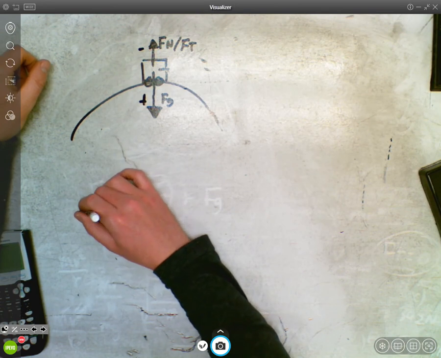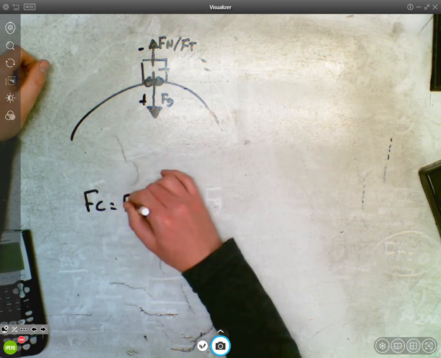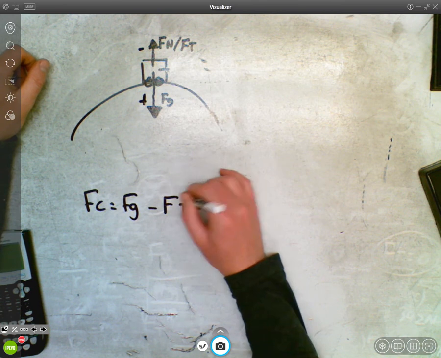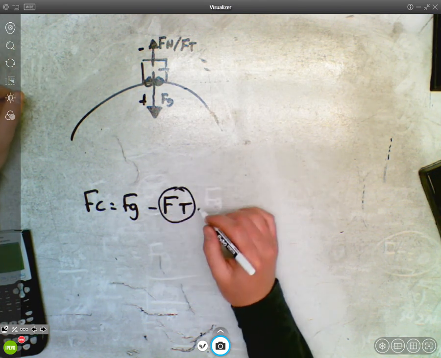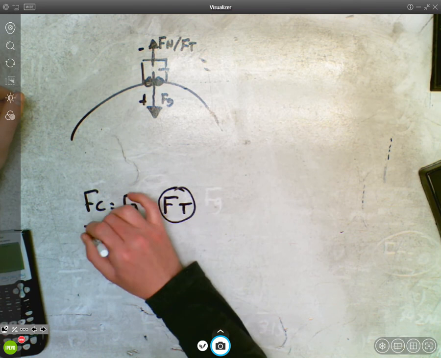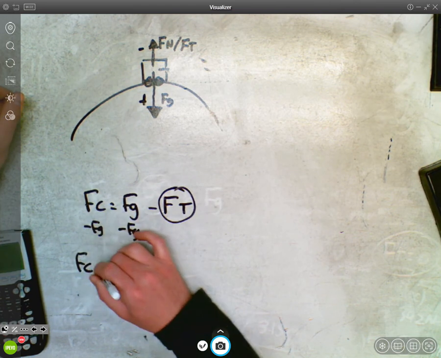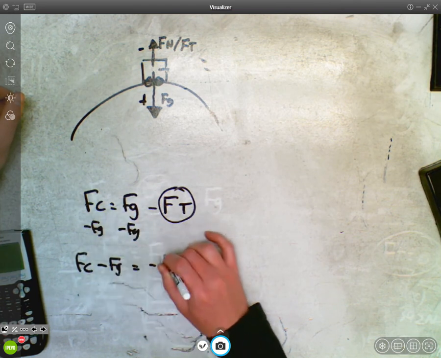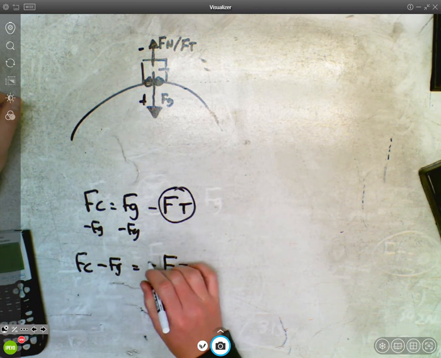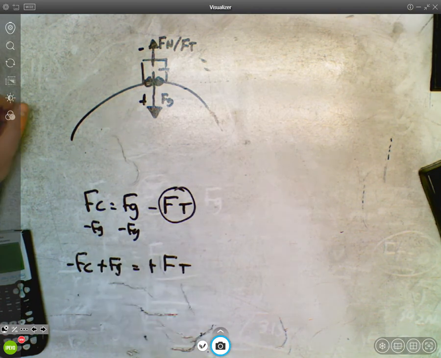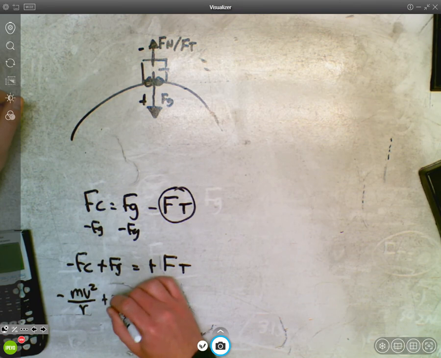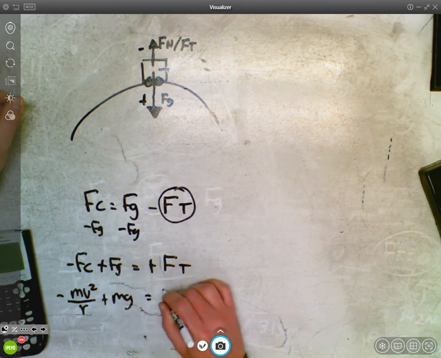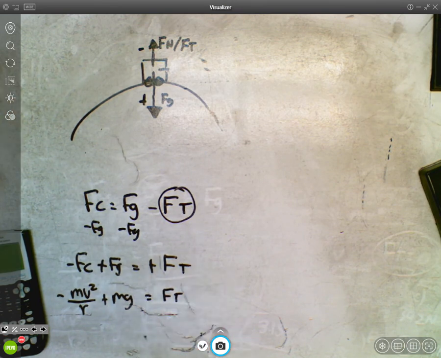So our Fc equation is going to be Fg minus my force of tension, right? And this is my apparent weight. This is what I'm trying to find. So I could subtract Fg from both sides. So I get Fc minus Fg equals negative force of tension. And to get rid of the negative, I switch the signs of everything. So negative mv squared over r plus mg is going to be equal to our apparent weight.